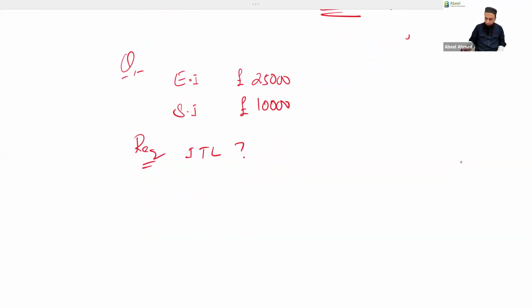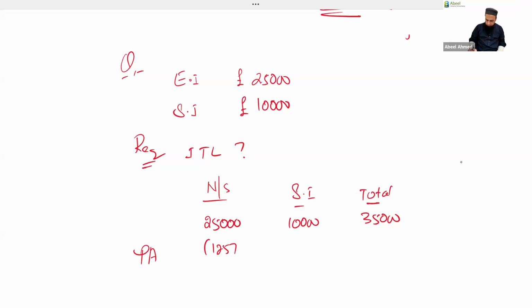Again, we'll be making three columns. Non-saving, saving, and total. Obviously, employment income is a non-saving income, £25,000, and saving 10,000, total 35,000. Personal allowance, 12,570.